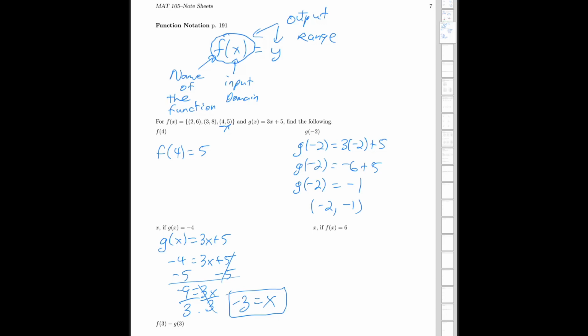Similarly, if I tell you that f of x equals 6, this works the same way, except here I have an ordered pair already given to me instead of an equation. So I go up to my ordered pairs for f, and I look for the one that has a 6 as an output, and that ordered pair is 2 comma 6. That has 6 as the output, so the x value is 2.